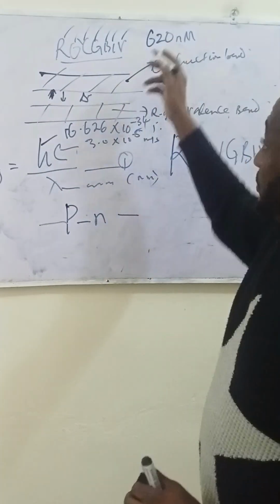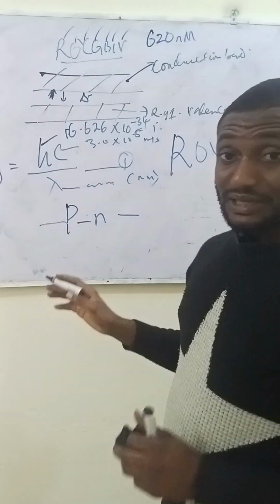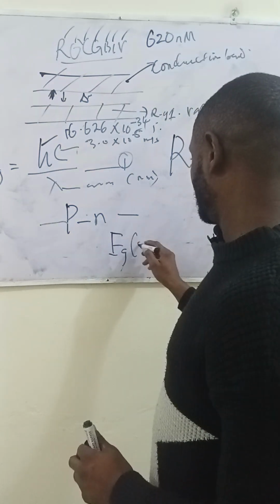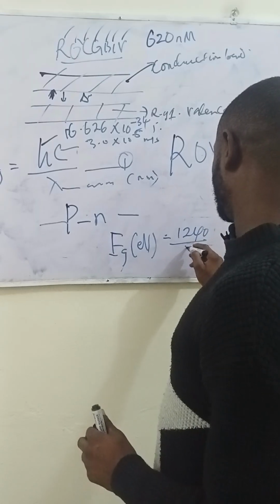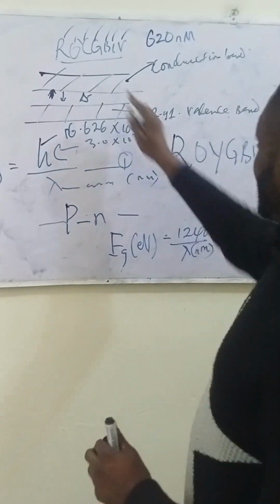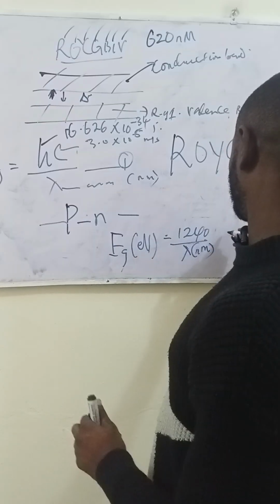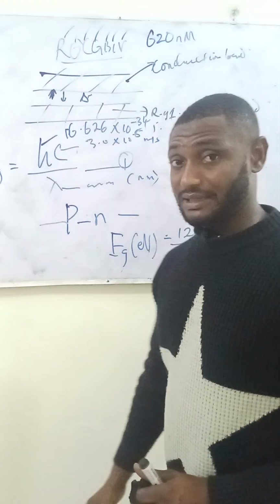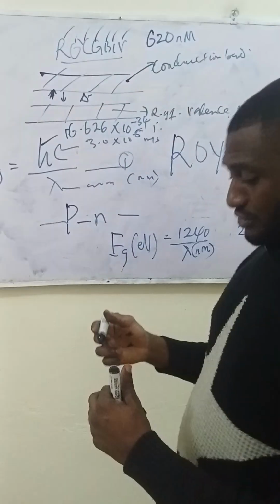If you are converting the energy band gap to electron volts, you use 1240 divided by the wavelength in nanometers. So taking 620 nanometers for red light, you get close to 2 point something electron volts for red light, and so on and so on.